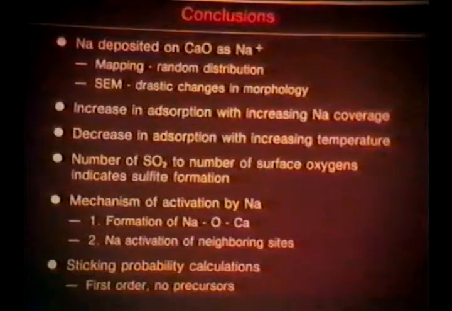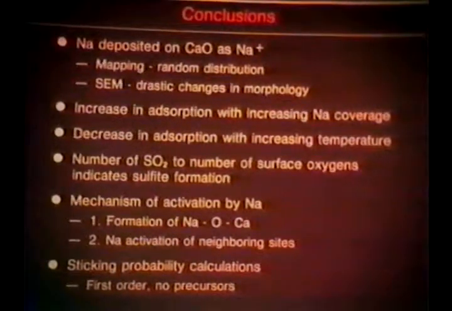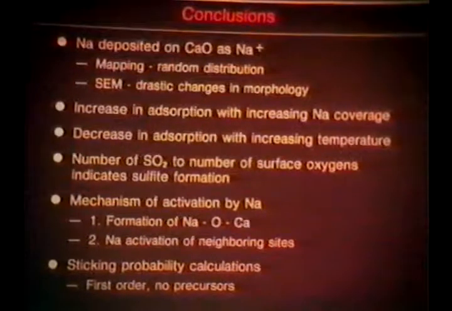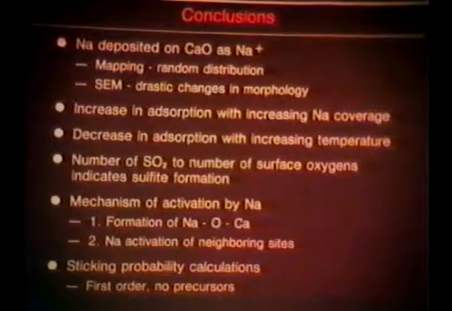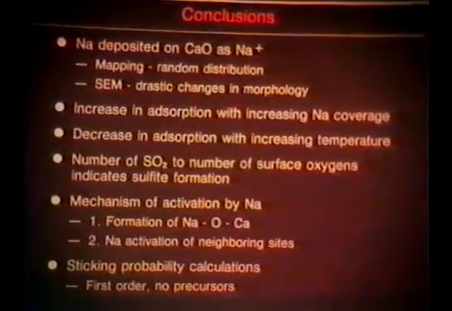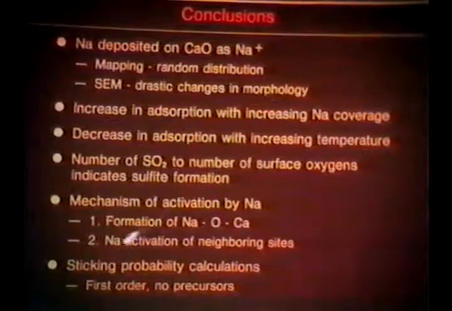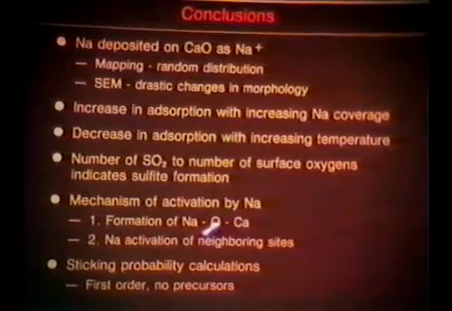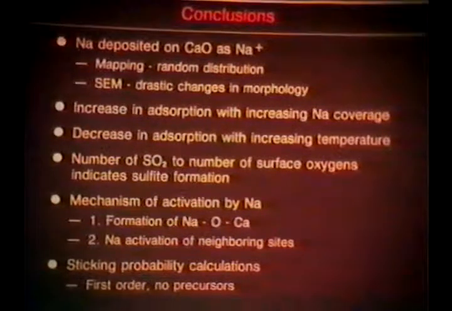The number of sulfur dioxide molecules absorbed was equal to the number of surface oxygens, and sulfide was the form of sulfur observed on the surface. And sodium activated the calcium oxide surface for sulfur dioxide adsorption, and this may be either due to the formation of Na-O or Ca-O bonds or due to the activation of the neighboring sites. Sticking probability calculations indicated that there was first order absorption with no resistance.